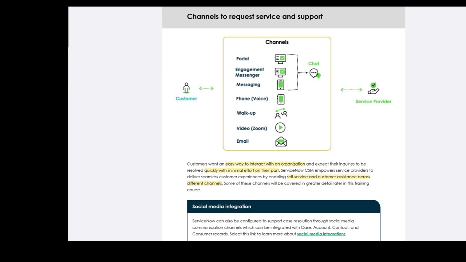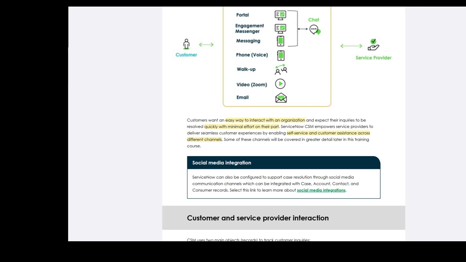So next, ServiceNow can also be configured to support case resolution. Case is nothing but the customer inquiry, I'll discuss that terminology. It's the record of the customer issues, like when a customer is raising any issue. So this can be done through social media communication channels as well, like Twitter. I think Twitter has become quite popular these days for social media.